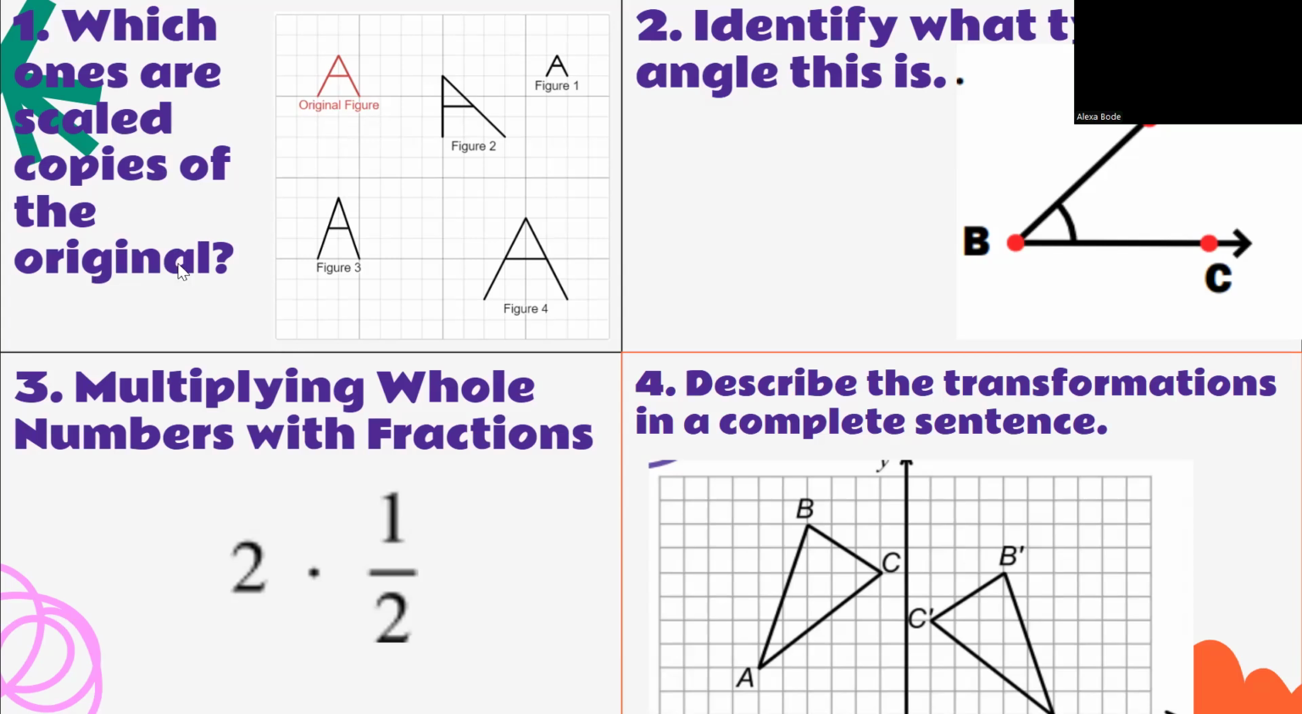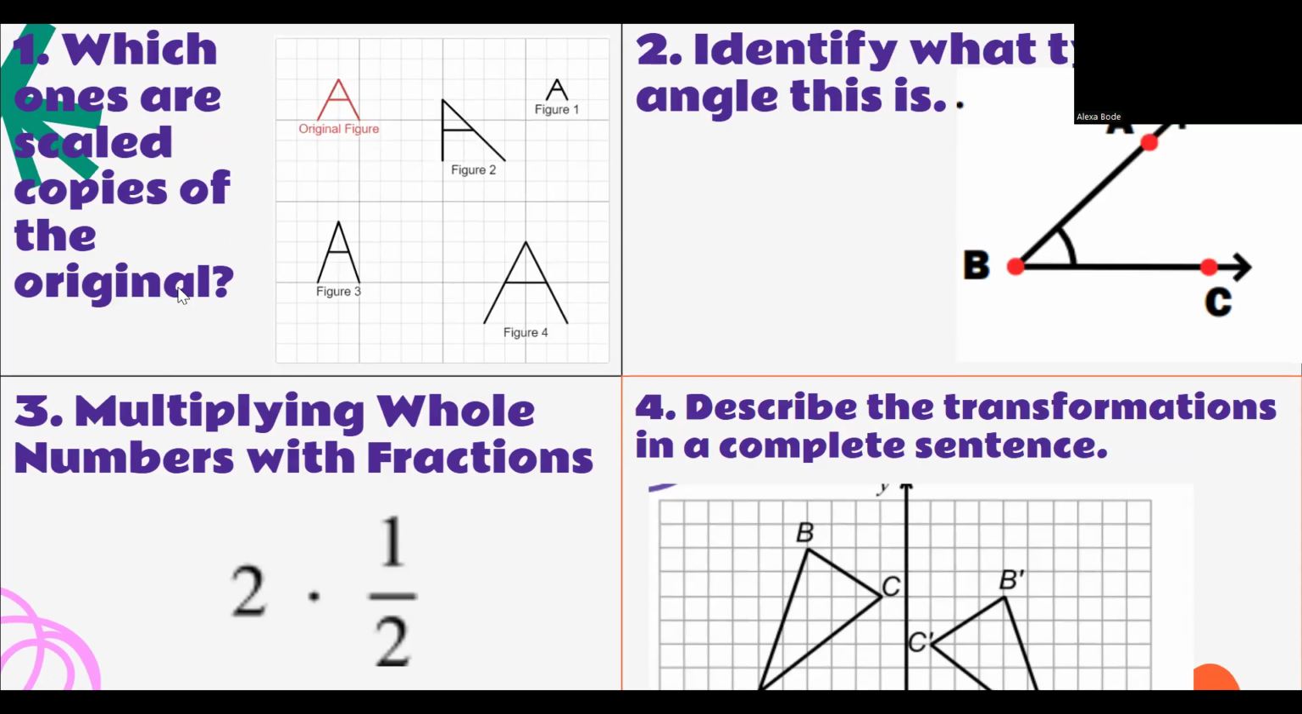So if you think back to seventh grade, scaled copies means that every side got multiplied by the same amount to change the size of the shape. But the important thing about every side being multiplied by that is the shape looks the same, just smaller or larger. There's not going to be one side that gets longer while another side doesn't, or one side gets bigger by a different amount.